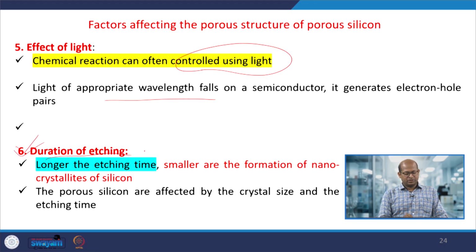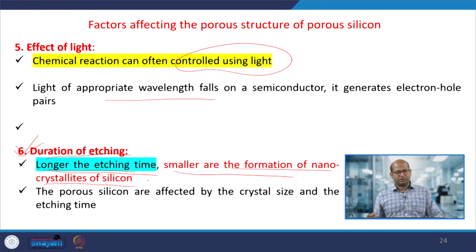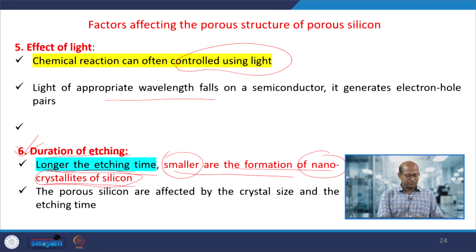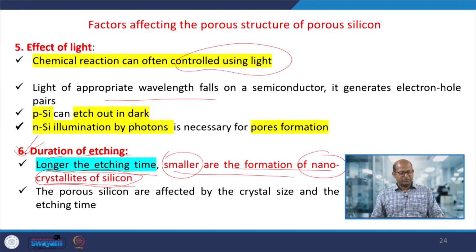Then the duration of etching. The reactions take place inside the electrochemical cell. If it is a longer period of time, if we wait for the reactions to take place, then a smaller amount of nanocrystalline silicon formation would be there. So a longer time is also good for the formation of porous silicon. So okay, etching time is very important.